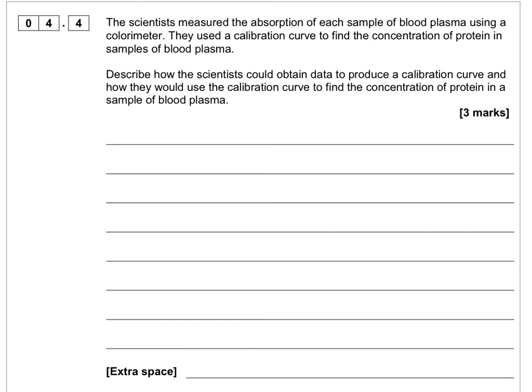Question 4.4 talks about measuring the absorption of the blood plasma using a colorimeter, and they used a calibration curve to find the concentrations. Then the question says describe how you could obtain data to produce a calibration curve and how they would use the curve to find the concentration of protein, and you're given 3 marks.